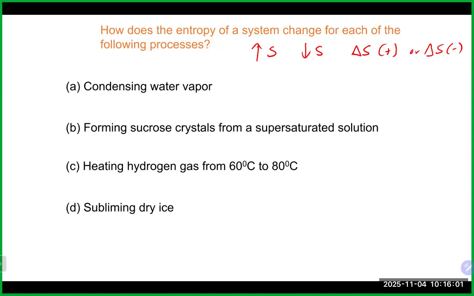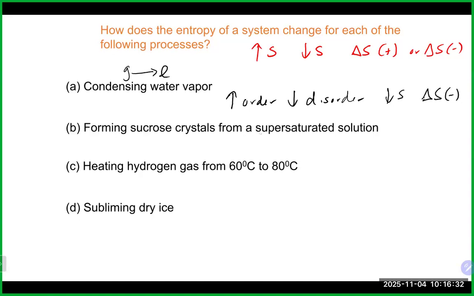All right, so let's take a look. Condensating water vapor. So condensation is going from gas back to liquid. Obviously in the gas phase, we have a lot more disorder, everybody flying around, to the liquid stage where they're not so much flying around. So we're definitely increasing the order, decreasing the disorder in this case. So we should see a drop in the entropy, and our delta S should become more negative in this case.